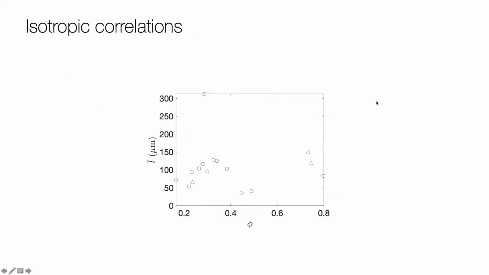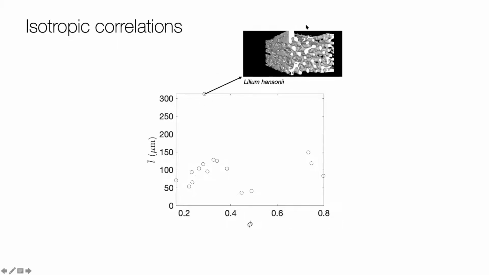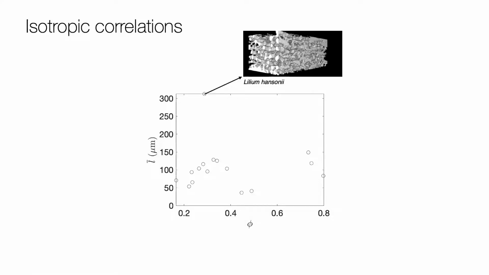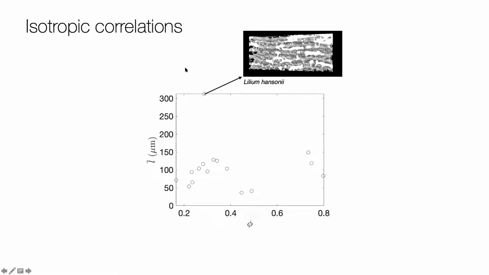but there are some interesting features to highlight. So for example, we have a big outlier that has a huge correlation length. And that's the sample that I was showing before, which is this lily. And this large correlation length is reflective of the fact that you have these tubes of cells that extend across the entire sample. So that's one interesting structural feature.